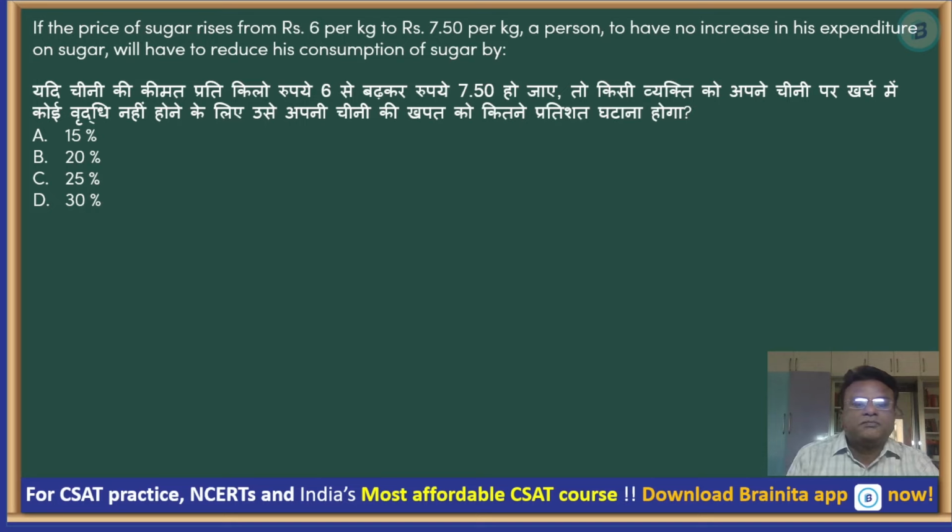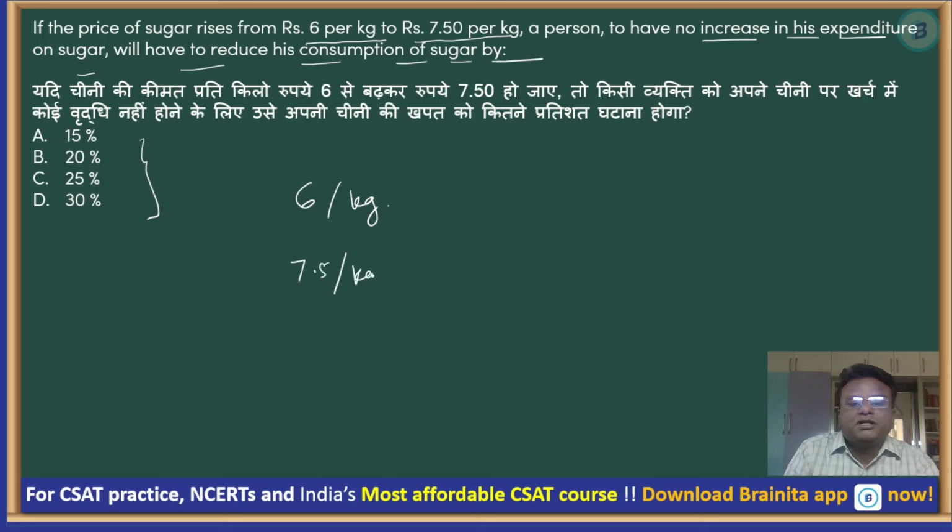Let us move to the next question. If the price of sugar rises from rupees 6 per kg to rupees 7.5 per kg, a person, to have no increase in his expenditure on sugar, will have to reduce his consumption of sugar by what percentage? Understand the question first. The rate of the sugar is 6 per kg, and now it is increased to 7.5 per kg. You want to keep the expenditure the same. Despite this increase, you don't want the expenditure to increase. So you have to obviously reduce the consumption.